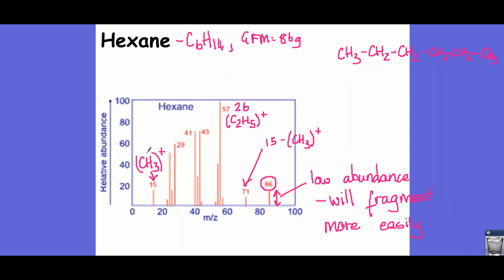So have a look at the rest of these values, see what you can work out. A graph like this would strongly indicate the presence of a pentane or alkyl group. So our next method is infrared spectroscopy.